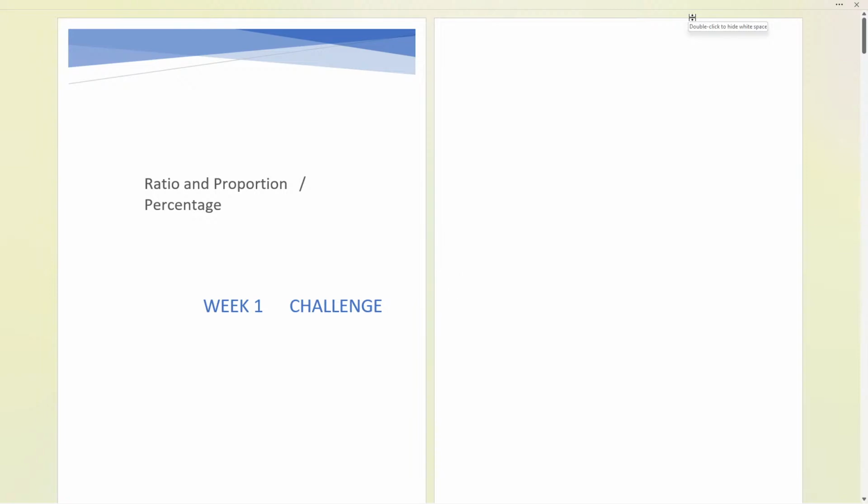Here we have the ratio and proportion and percentage part. We are beginning the challenge, the week one challenge. Let me tell you overall what we are going to do today. I will be giving you 1 minute to solve a question.